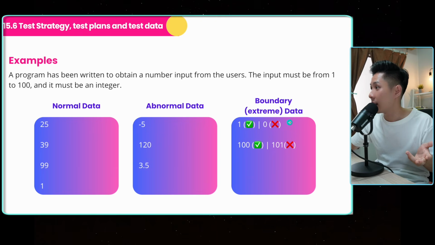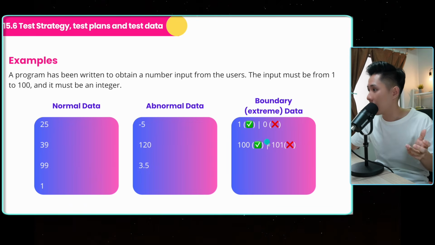And boundary data is basically the data at the boundary, using 0, 1, so these are the boundary data because they are just at the edge of the accepted range, and 100, 101.